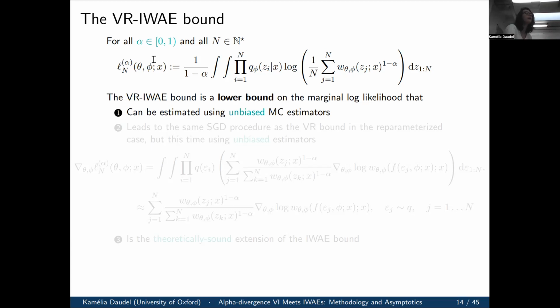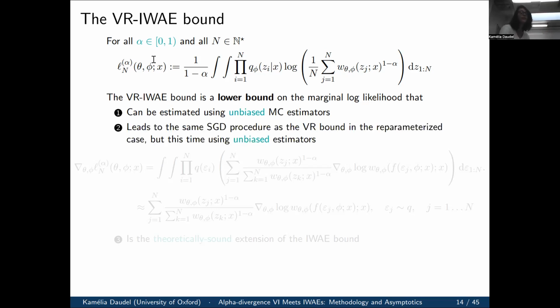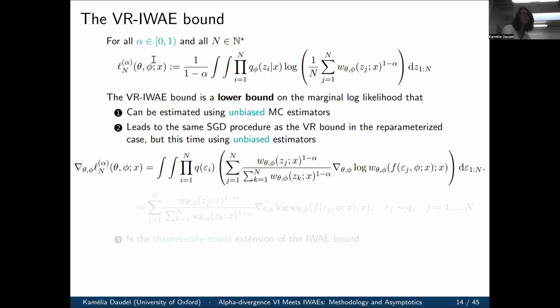So it can be estimated using unbiased estimators. So the problems that I had with the VR bound have now disappeared for just the estimation of my target. Secondly, if I reparameterize, I will observe that I recover the same stochastic gradient procedure as the one I had with the VR bound, but this time using unbiased estimators. Okay, so here's the expression for the gradient of the VR-IWAE bound. And if I just use Monte Carlo samples, I obtain an unbiased estimator of this gradient.